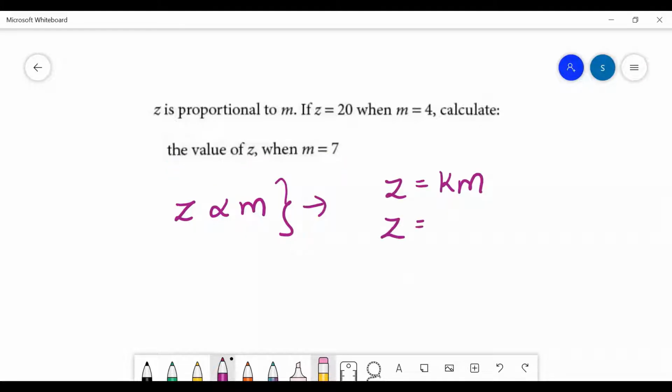So that would be z equal to k, we just found out 5, and m we can substitute from the question, it's 7. So z equal to 35. This is the answer. Next question.